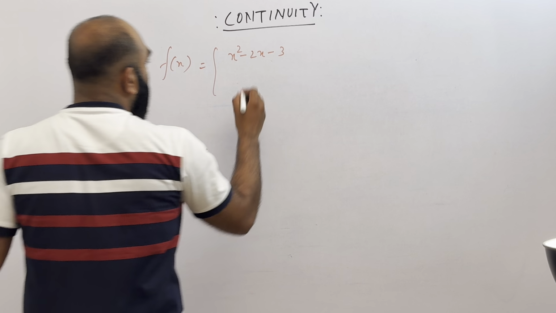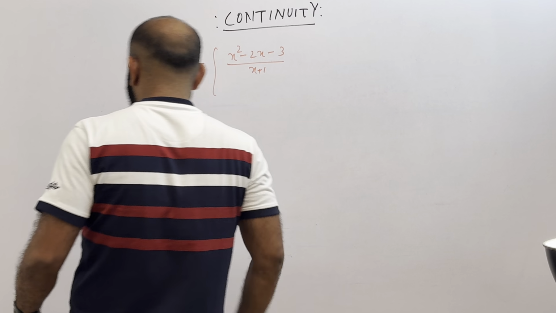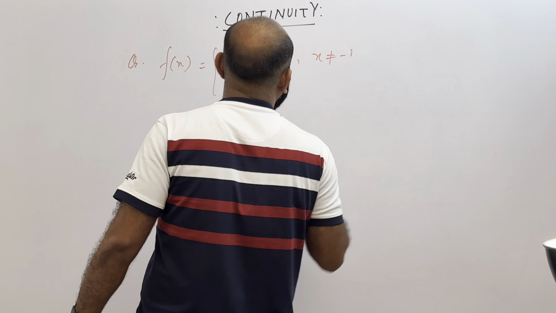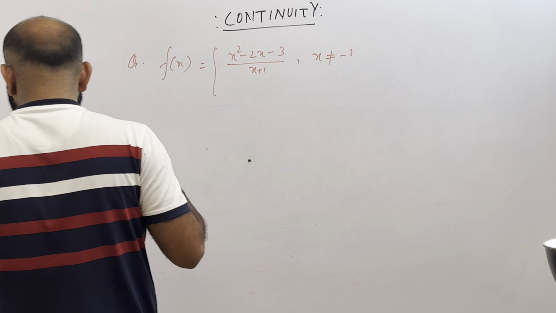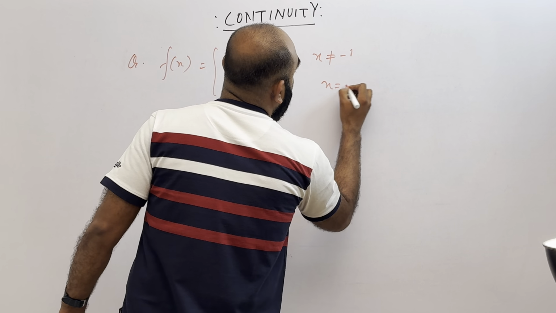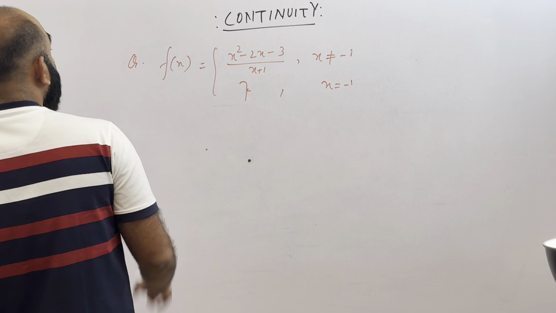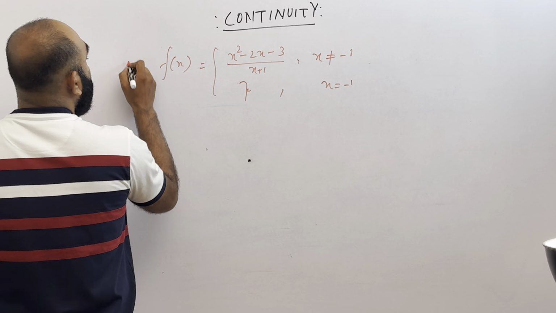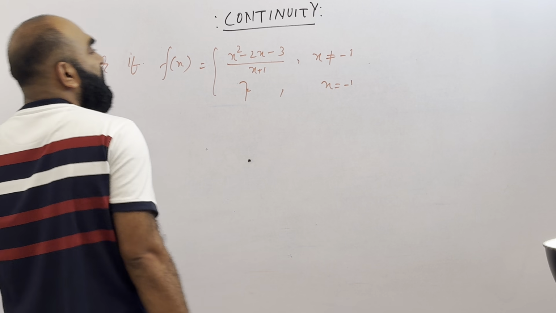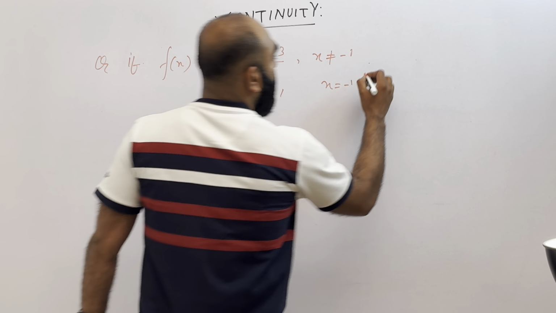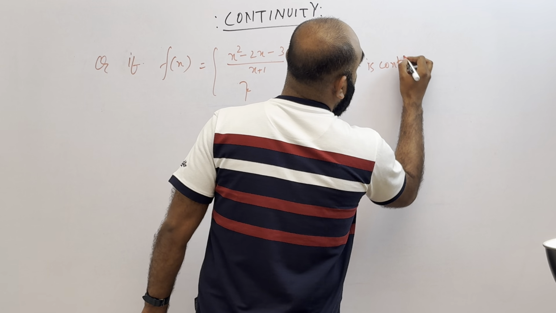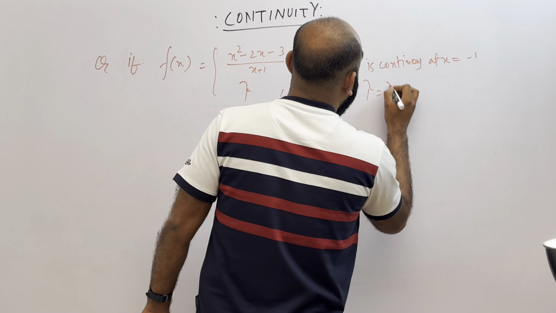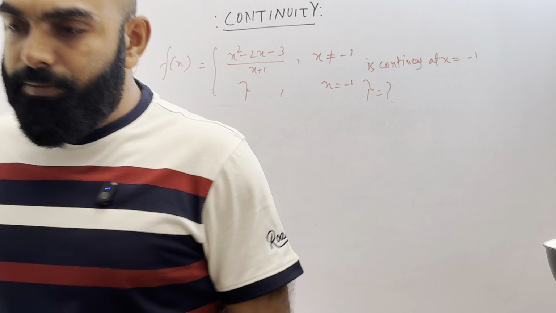divided by x plus 1, and this function is defined when x is not equal to minus 1, and when x is equal to minus 1, the function value is lambda. And they are saying, if f of x is continuous at x is equal to minus 1, then we have to find the value of lambda.